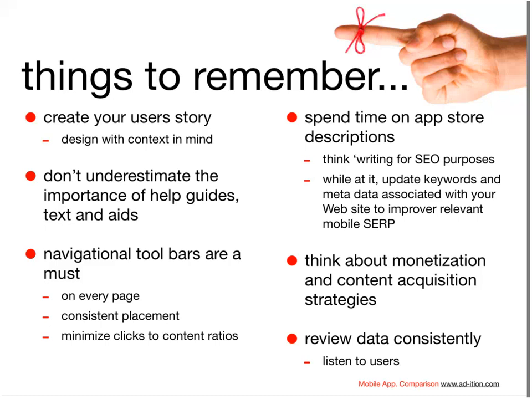You want to spend time, when you're writing your description, thinking about the title and the copy that's going to be associated with your application when you're submitting it to the App Store. That's really important. Think like you're writing for SEO purposes, and you're not writing lovely prose for me to read later on. Also, when we talk about descriptions, update your website, the keywords and the metadata used for your website, to make sure people know that you've got a mobile app if they're just searching via a regular browser on the web.